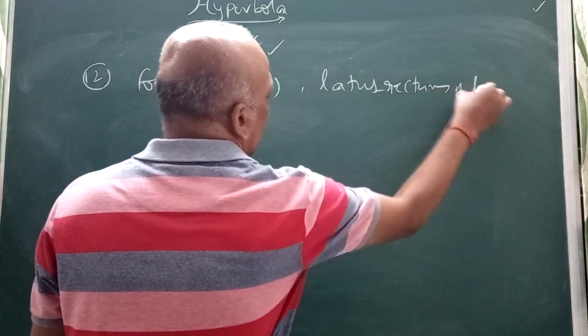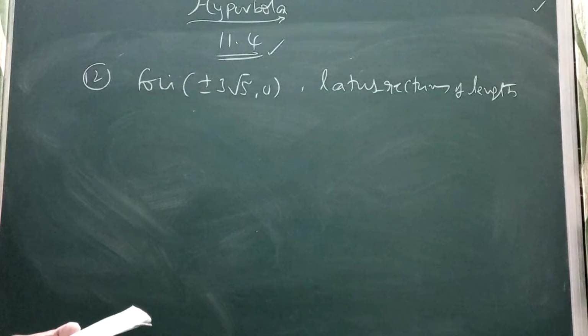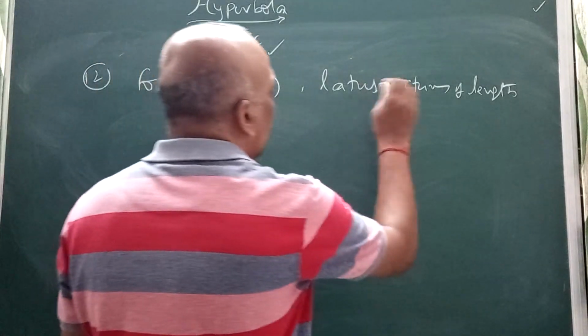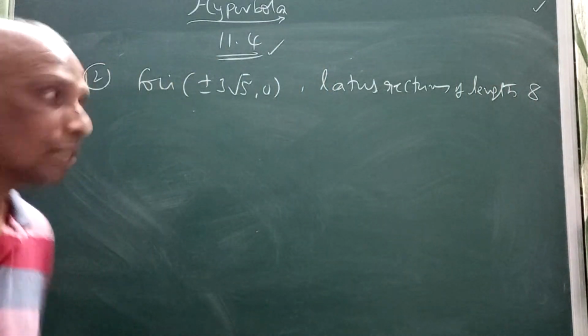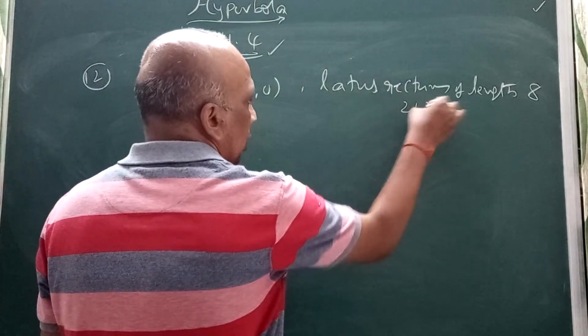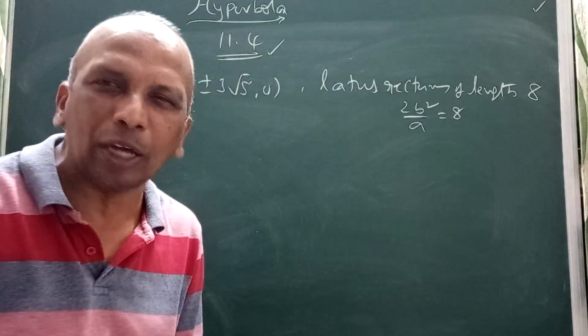The latest rectum of length 8 is given, right? Always remember, the latus rectum of an ellipse or hyperbola is 2b square by a, which is equal to 8 here. The foci are plus or minus 3 root 5 comma 0.